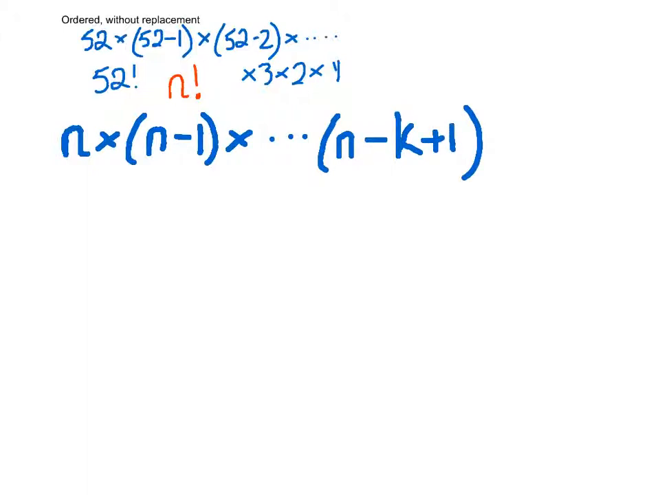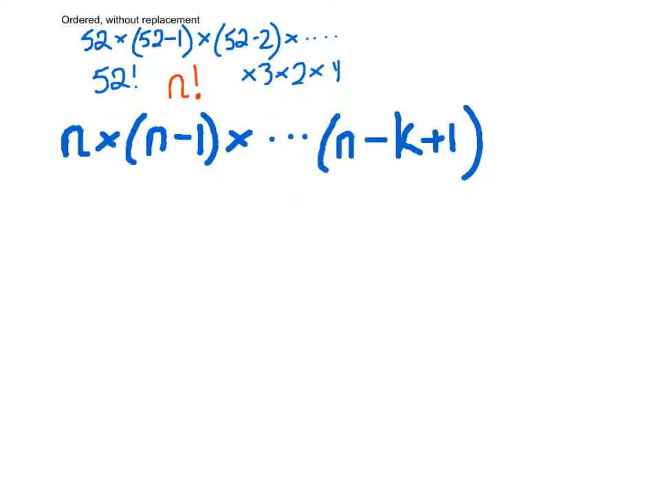If we think about what happened earlier, we have 52 possibilities. On the second card, 52 minus 1. On the third card, 52 minus 2. So the number we're interested in is up to and including n minus k plus 1. Now that's the definition. It happens to be notationally a little bit untidy.